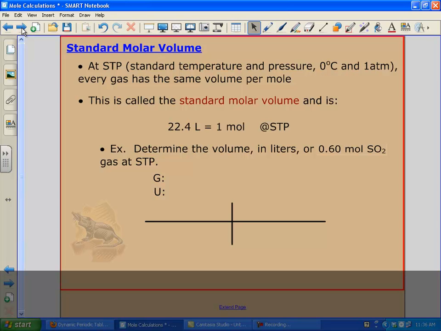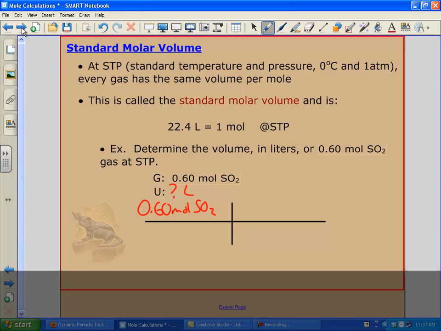One thing that sometimes we leave out a little bit, this is pretty simple, is standard molar volume. Basically it all boils down to this. If we're talking about a gas at standard temperature and pressure, which is 0 degrees Celsius and 1 atmosphere, it is always this: 22.4 liters equals 1 mole. It doesn't matter what gas it is, as long as it's a gas and it's at STP, then this is always true.